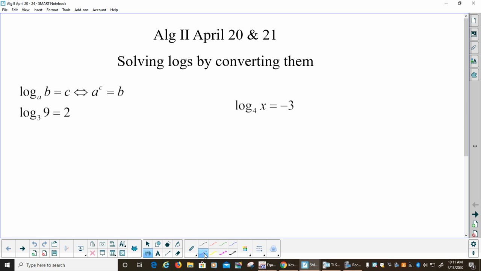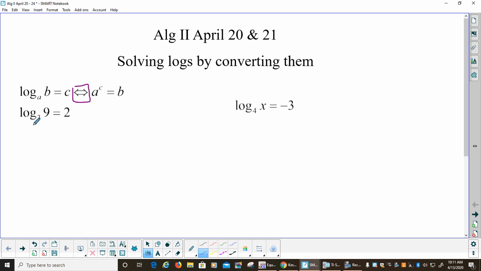What you guys need to do is just remember that when you're solving a logarithm, you do it by converting it. And remember this equivalency, that's what this symbol here means, it goes both directions. That's all it means. Log base A of B is C is equivalent to A to the C is equal to B. Now how am I doing that? A raised to the C is equal to B.